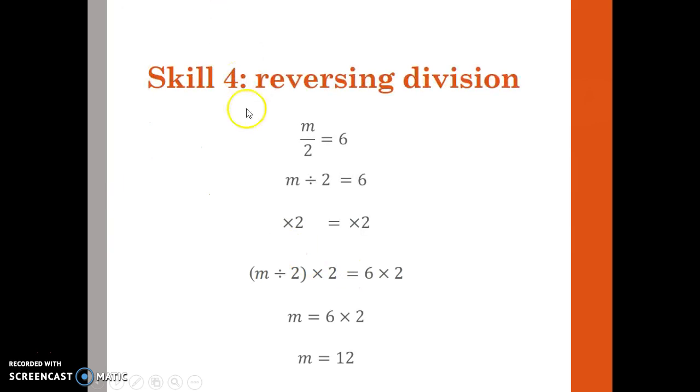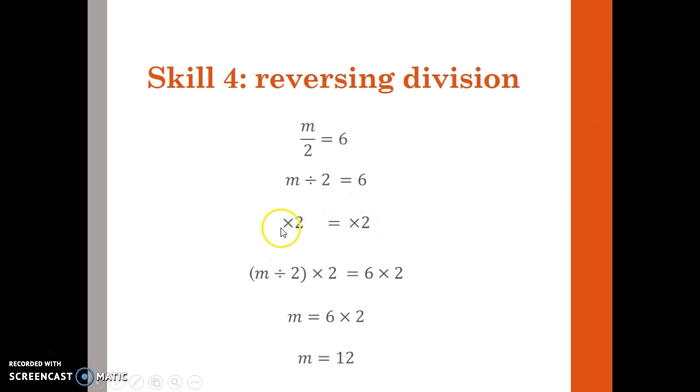The last of the 4 skills is reversing division. So if we have m over 2 equals 6, the fraction line is just division. Okay? So it's m divided by 2. Now, the way we reverse division is multiplication. So we have a divided by 2, so then you do times by 2. Both sides of the equation, the right side and the left side.